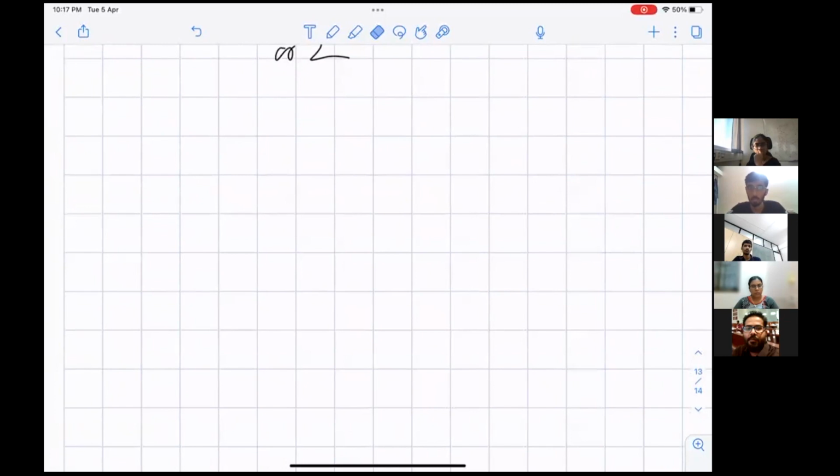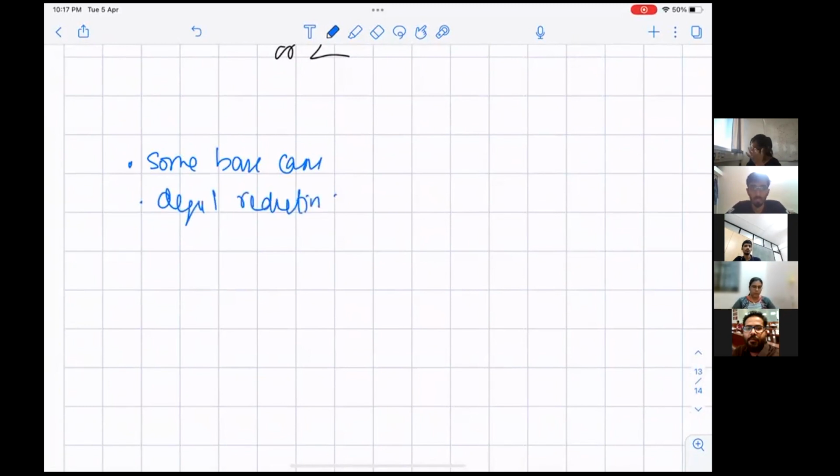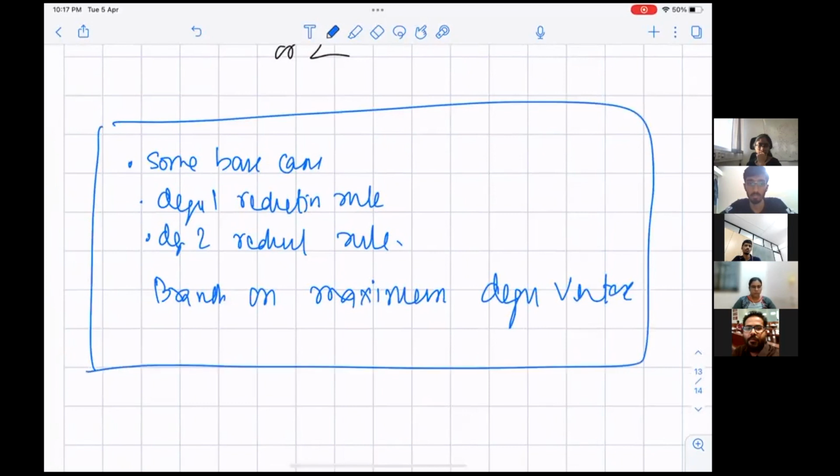So what could be our template? Some base cases, degree 1 reduction rule, right? If there's a vertex of degree 1, reduce. Degree 2 reduction rule, right? And then branch on the maximum degree vertex. Okay. Now tell me what is the running time of this algorithm. Now I will not tell. I wrote down the whole algorithm.